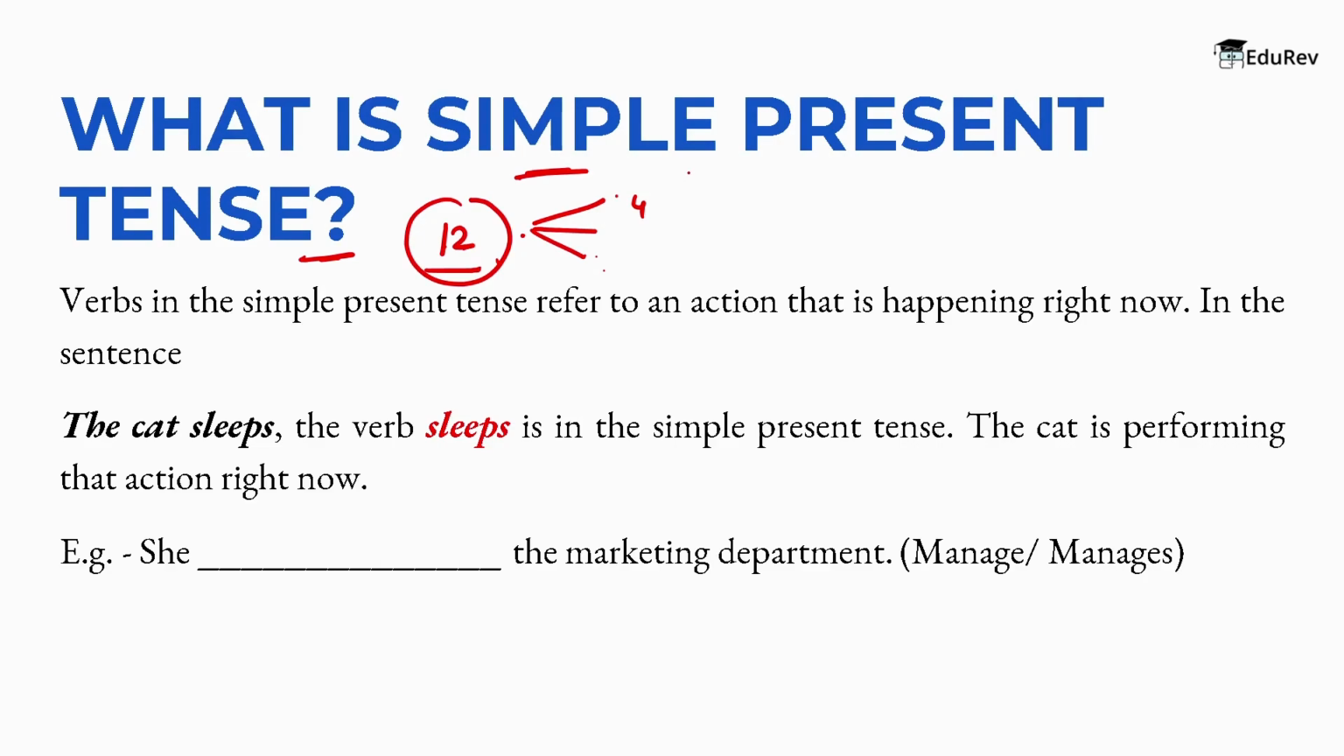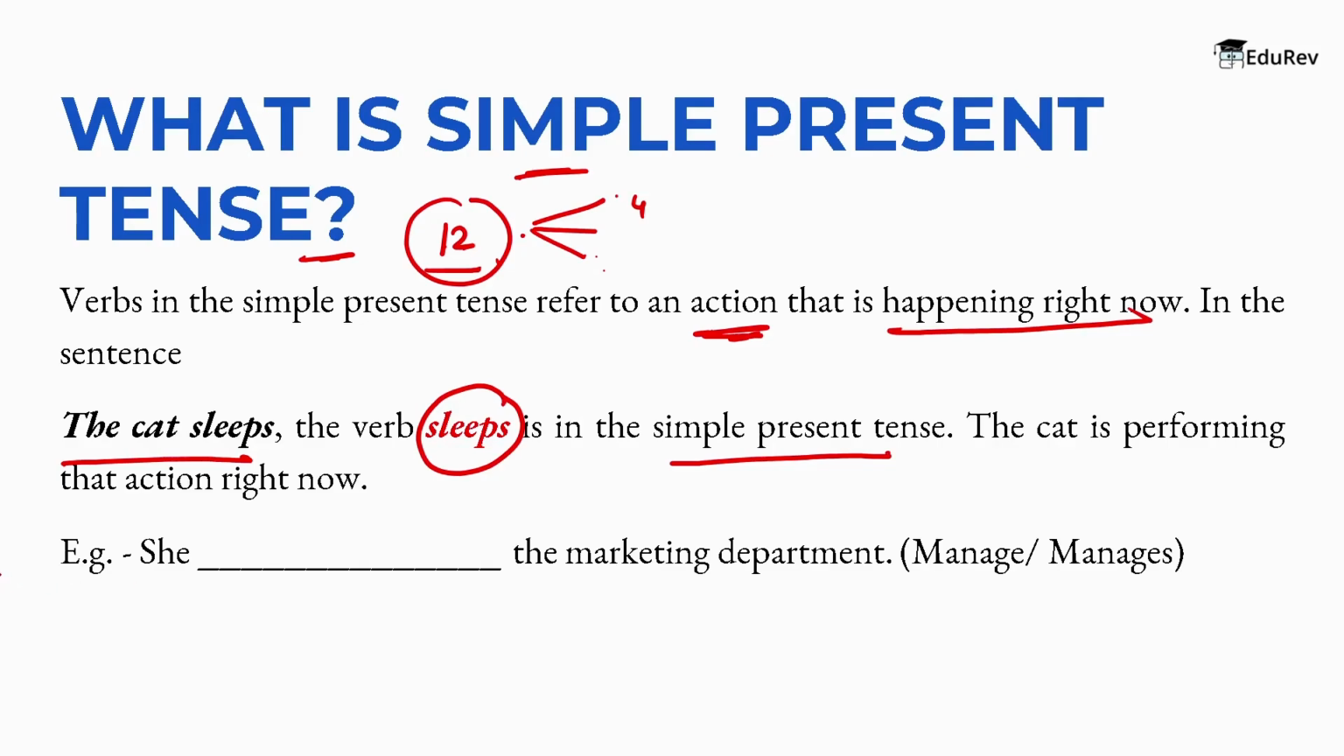Appropriately enough, verbs in your simple present tense refer to an action that is happening right now. So that means all the actions that are happening right now in the moment, right? For example, in the sentence, the cat sleeps, the verb sleeps is in your simple present tense. So this is your verb which is in which form? Your simple present tense. That is, the cat is performing that action right now. So obviously do not wake her up.